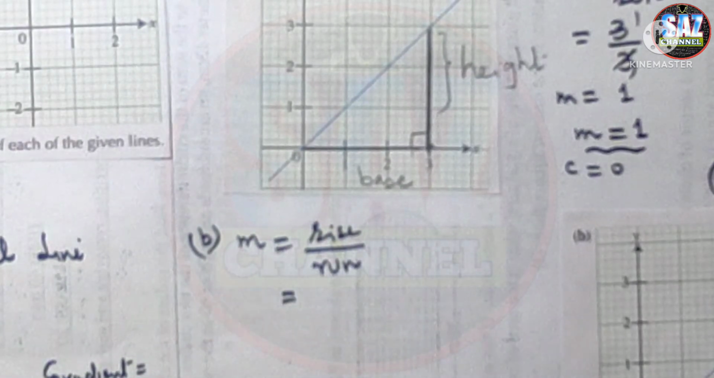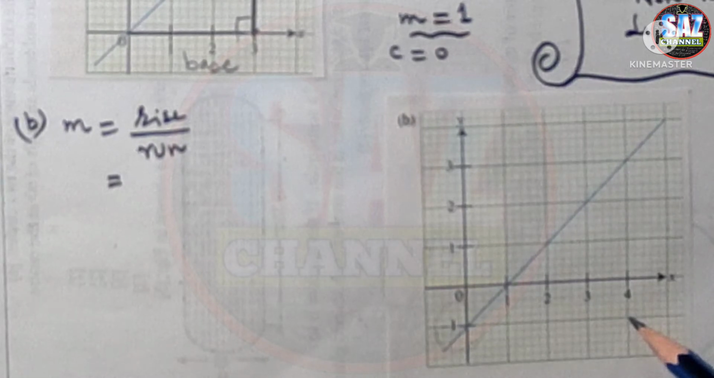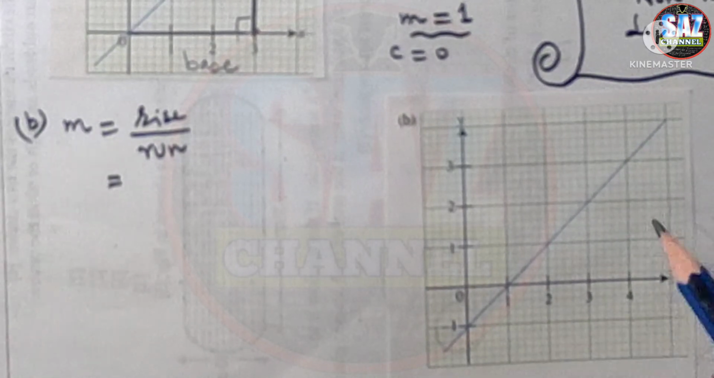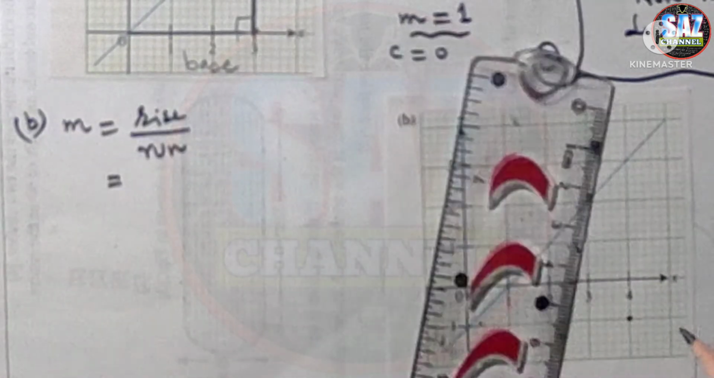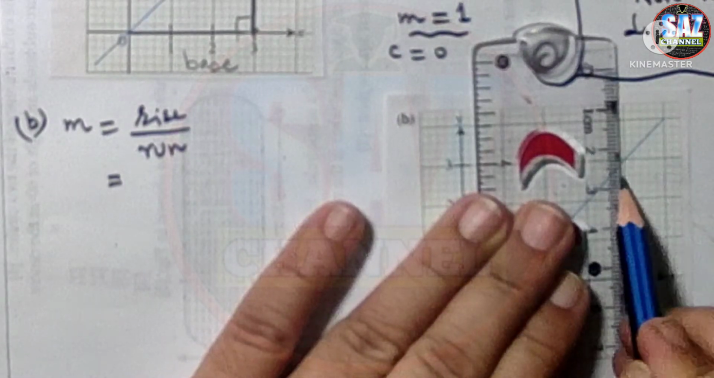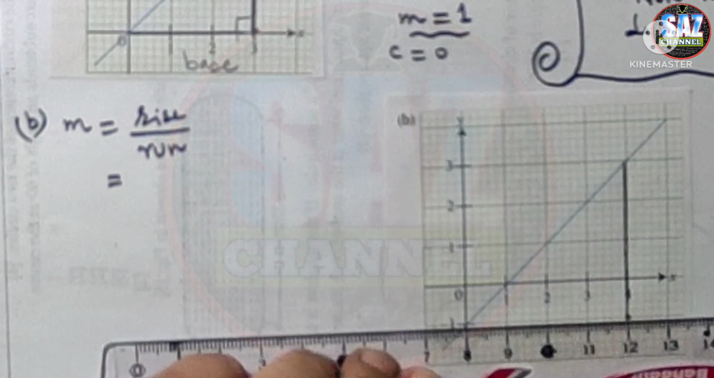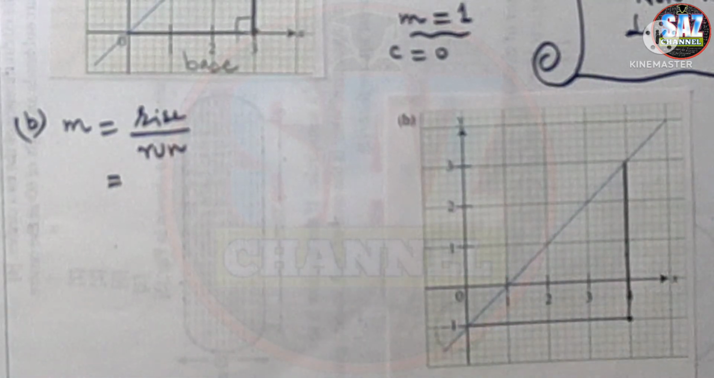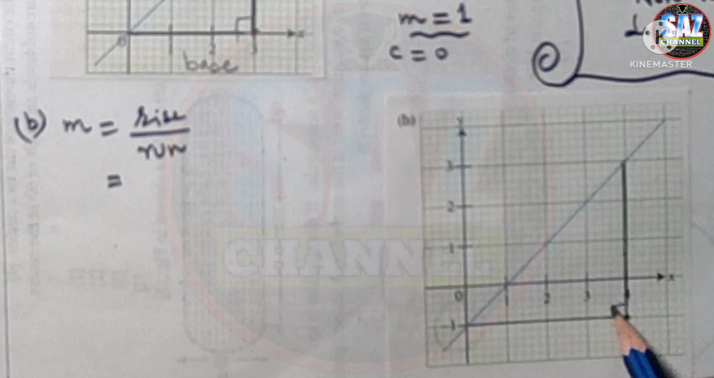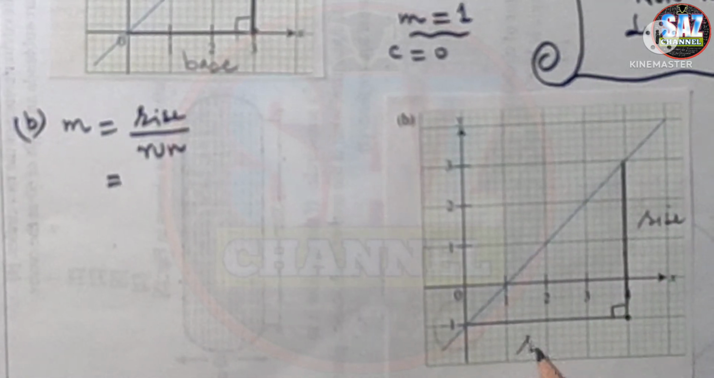For rise and run, what we are going to do is take any 2 points on this line and try to complete a right triangle, and then take the ratio of base and height of that triangle. Suppose I'm taking this point, and I'm completing the right triangle at this place. Okay, let me make it a little darker. In the next class, I'll be teaching you how to take 2 points and find the gradient with the help of the formula as well. Now we can see that this is rise, height, and this is run.